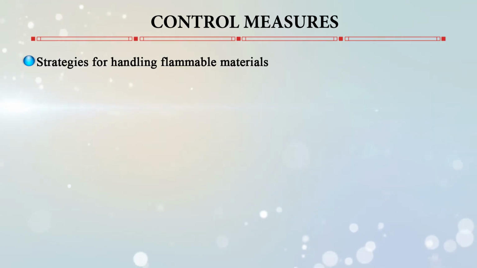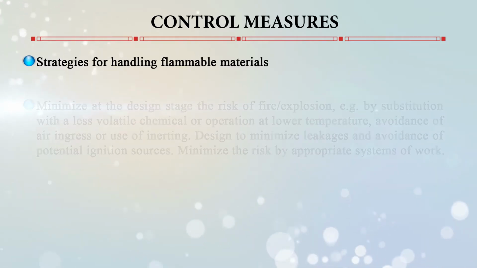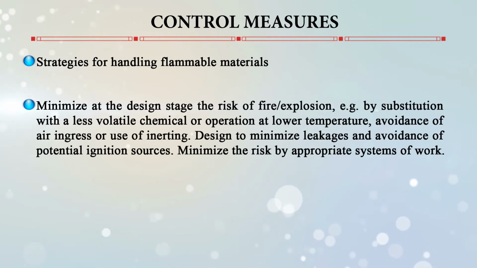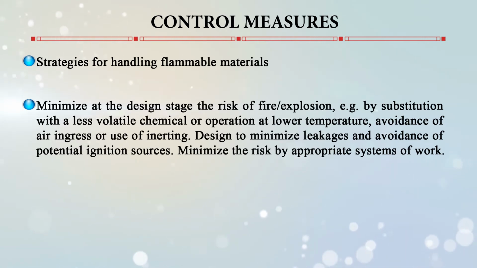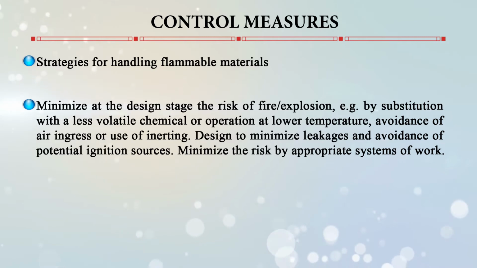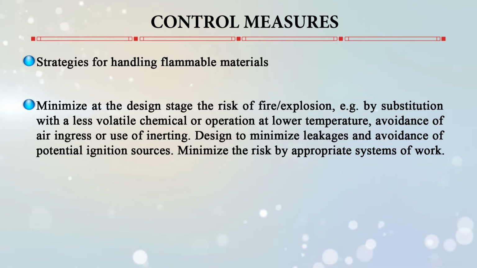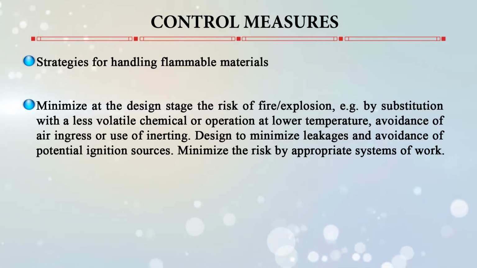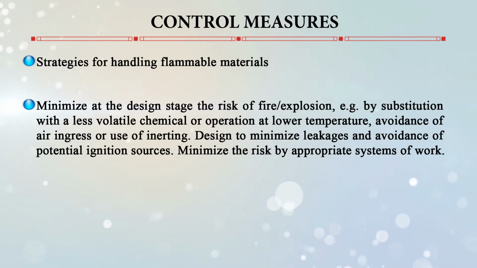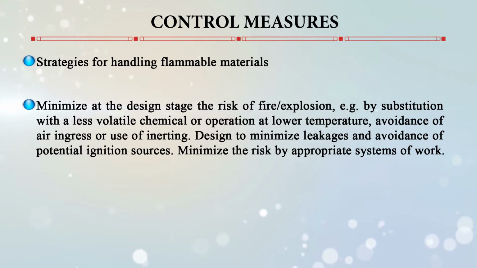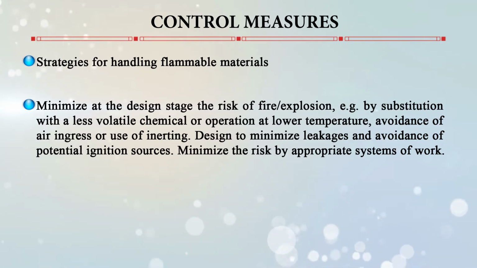So, how do we control these chemical hazards? We will see some of the controlling measures, like strategies for handling flammable material to minimize the risk of fire and explosion at the design stage itself, by substitution with a less volatile chemical or operation at low temperatures, and sometimes also by avoidance of air ingress or otherwise the use of inerting.